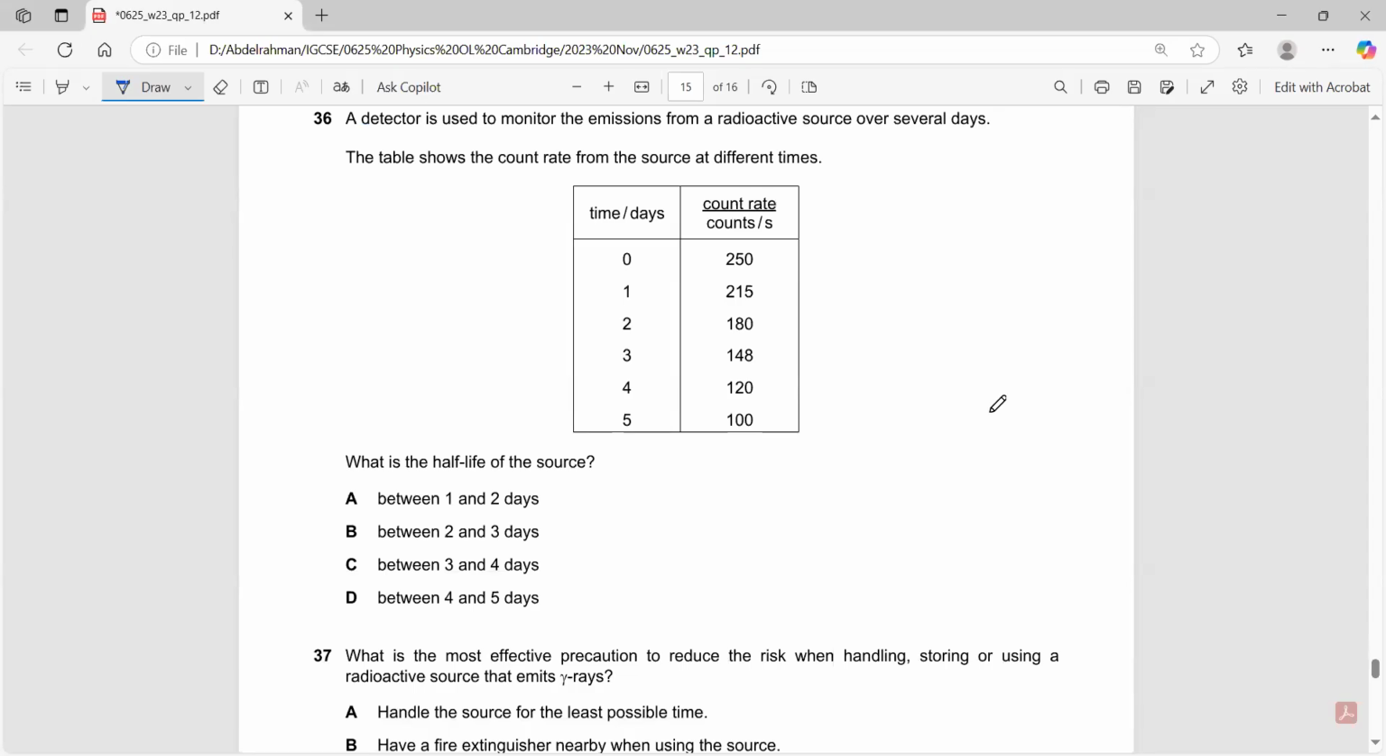What is the half-life of the source? It started off with 250. So 250 divided by 2 is 125. Where's 125? 125 is somewhere in between, right? It's greater than 3 but less than 4. So it's between 3 and 4.